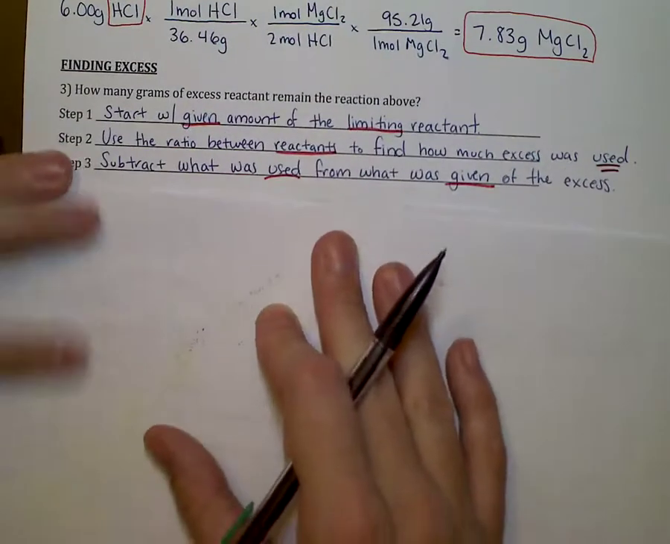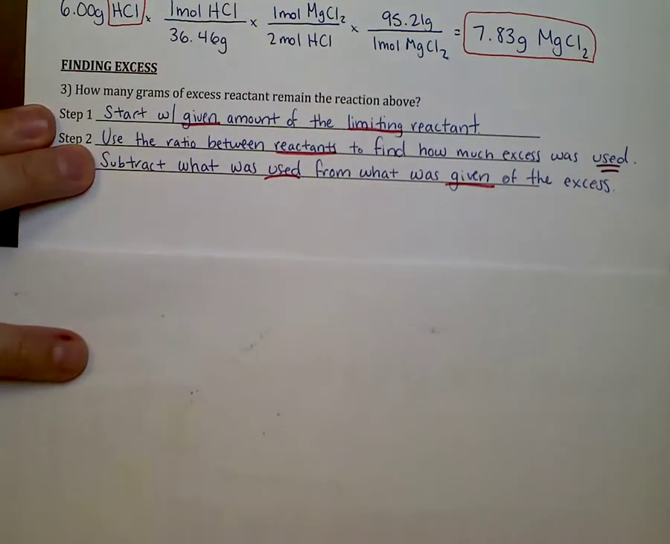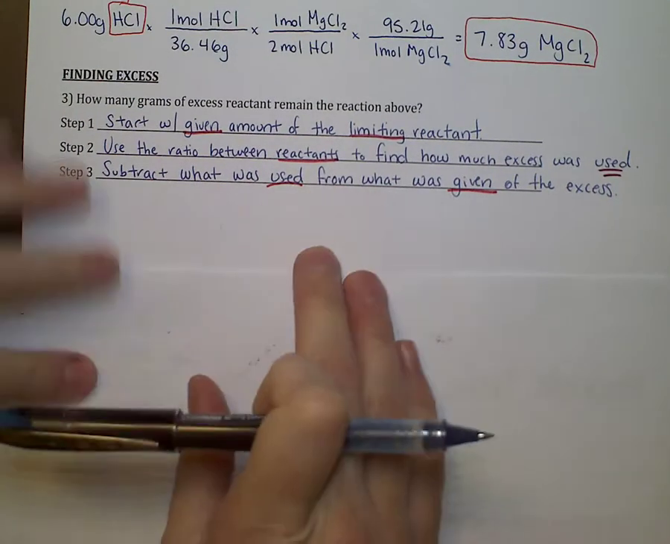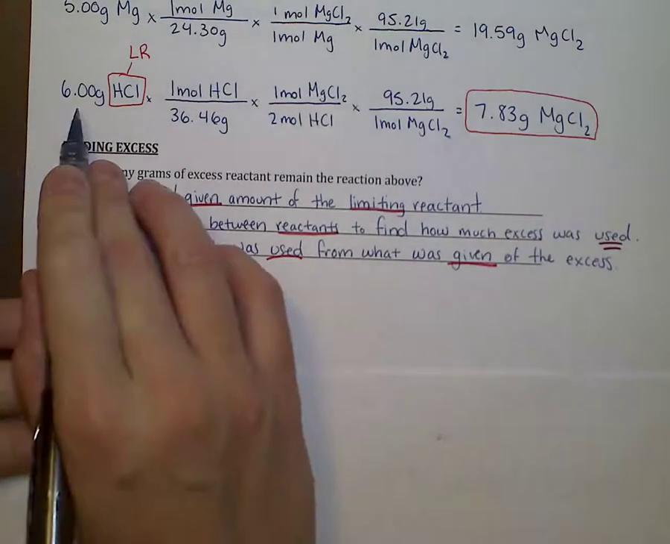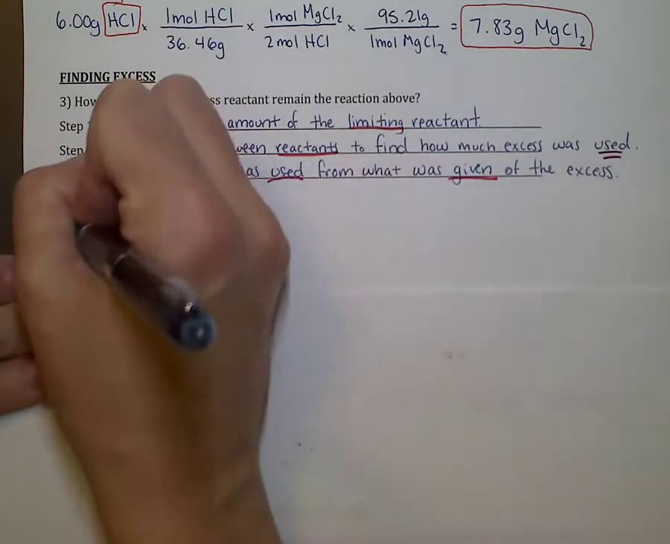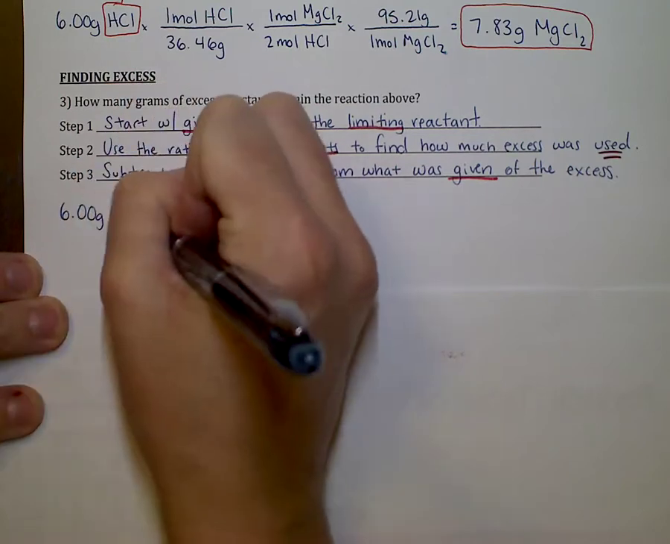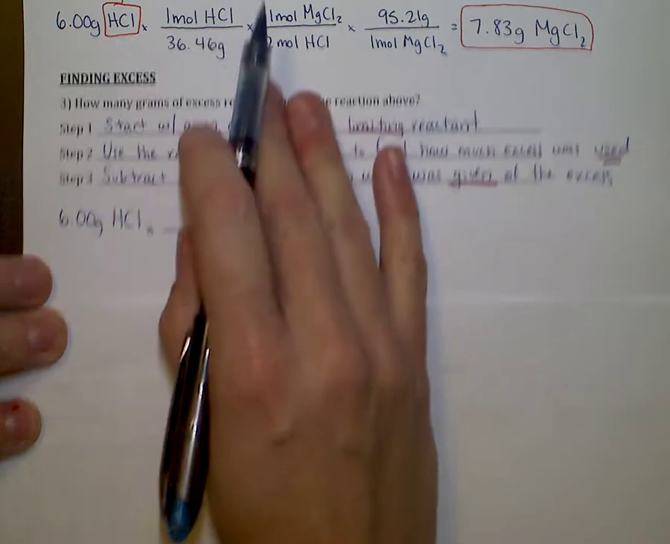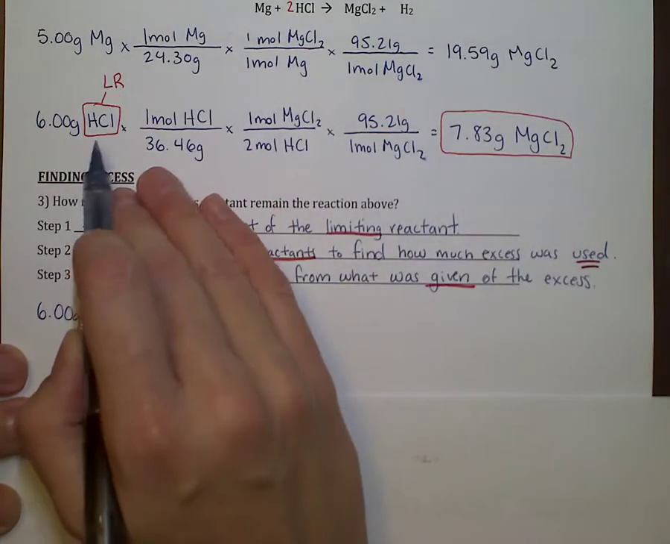So step 1, start with the given amount of the limiting reactant. So in this case, we're going to again start with the HCl because the HCl was the limiting reactant in that problem above. And in the problem above, we were given 6 grams of that limiting reactant. So that's what we're going to start with. We're going to say, okay, 6 grams of HCl. The question we want to answer for ourselves is how much of this HCl reacted with the magnesium. I'm sorry, I should say it the other way around. How much of the magnesium reacted with the HCl?